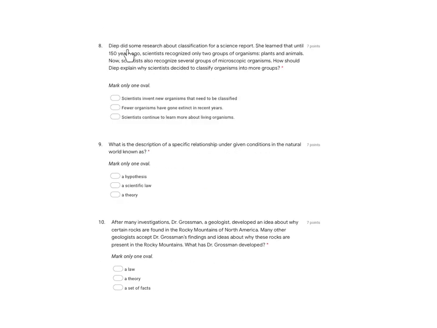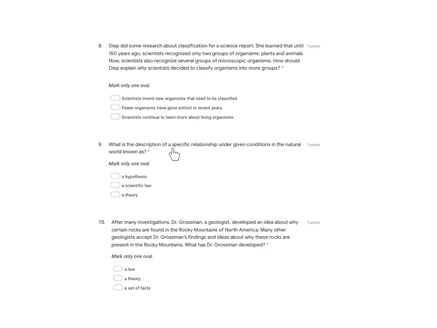Number 8. Dieppe did some research about classification for a science report. She learned that until 150 years ago, scientists recognized only two groups of organisms, plants and animals. Now scientists also recognize several groups of microscopic organisms. How should Dieppe explain why scientists decided to classify organisms into more groups? Scientists invent new organisms that need to be classified. Fewer organisms have gone extinct in recent years. Scientists continue to learn more about the living organisms.